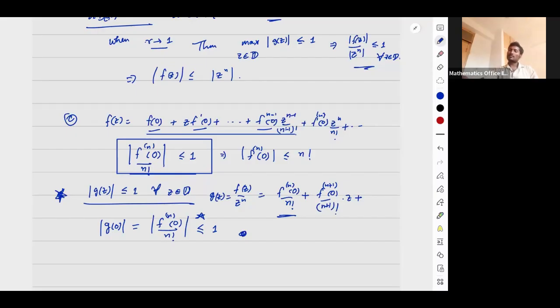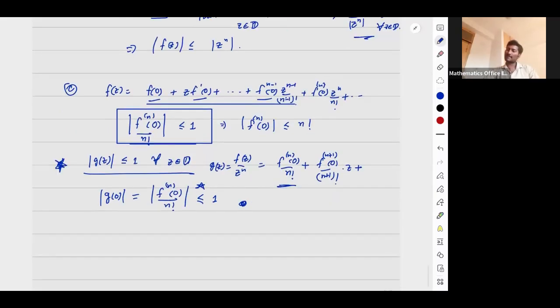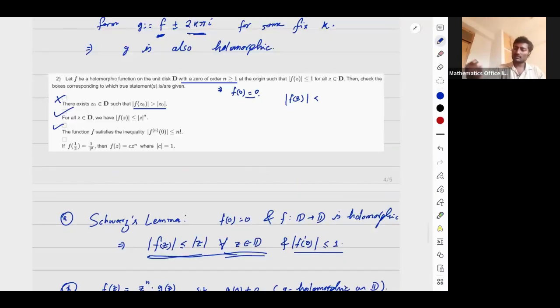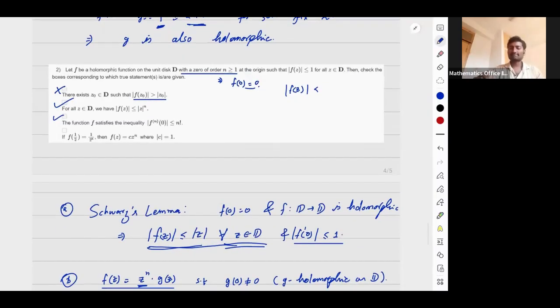Okay. So we found the proof. G of 0 is exactly our f^(n) derivative at 0 divided by n factorial, and that has modulus less than or equal to 1. So we see the proof. We are happy. Now for part D, what do we have to do?